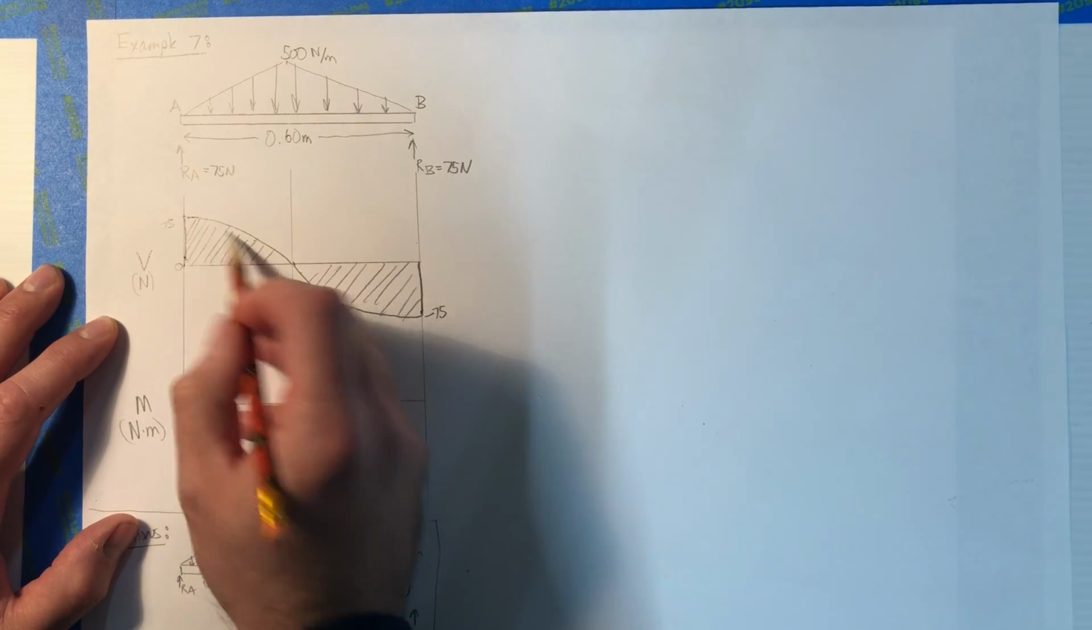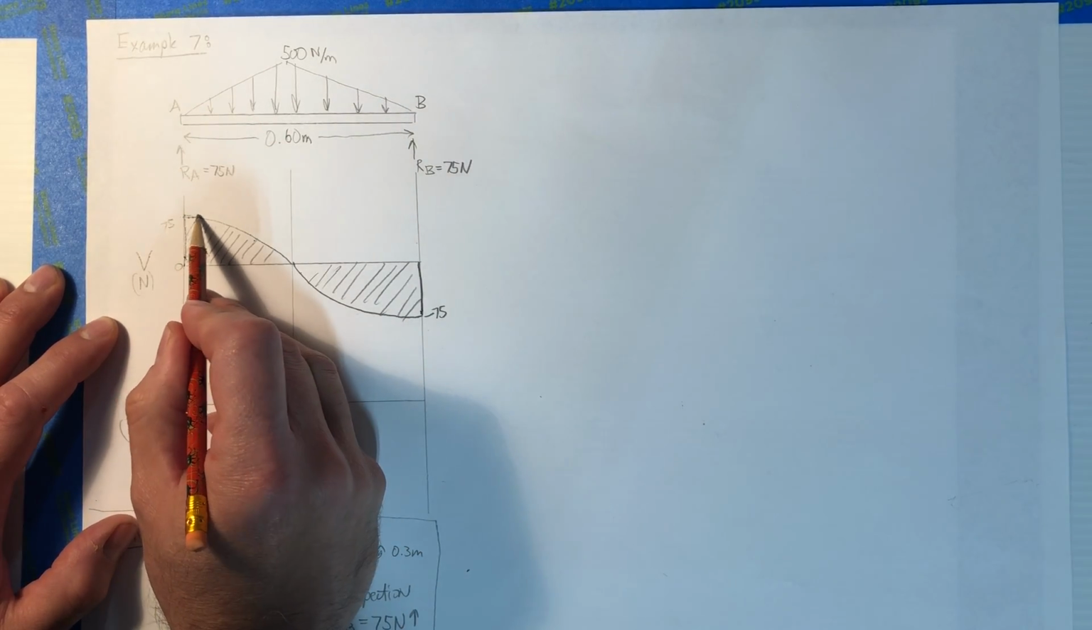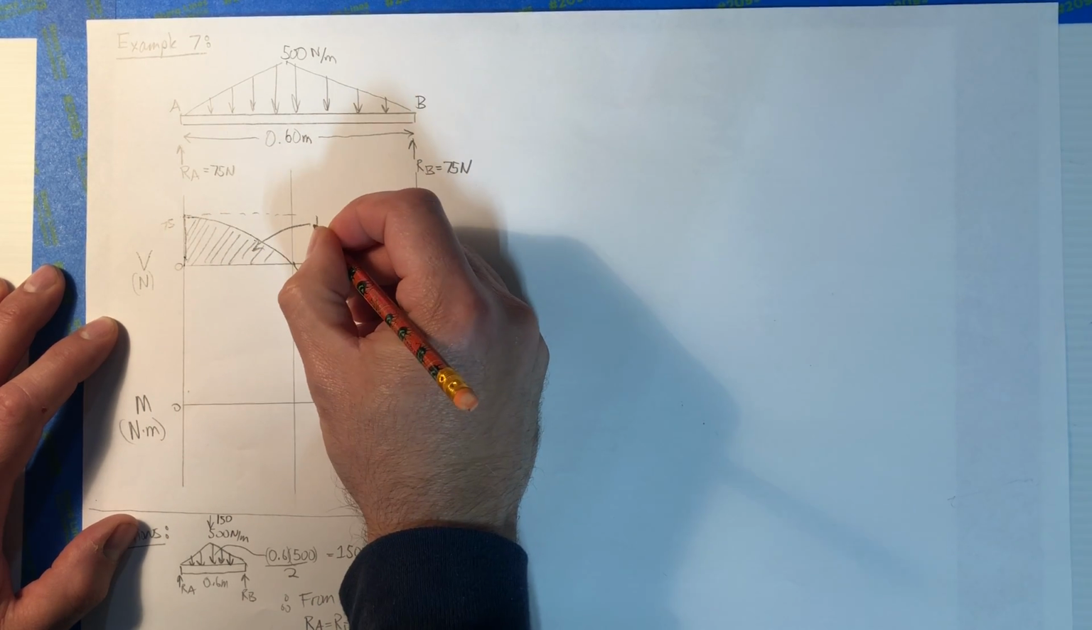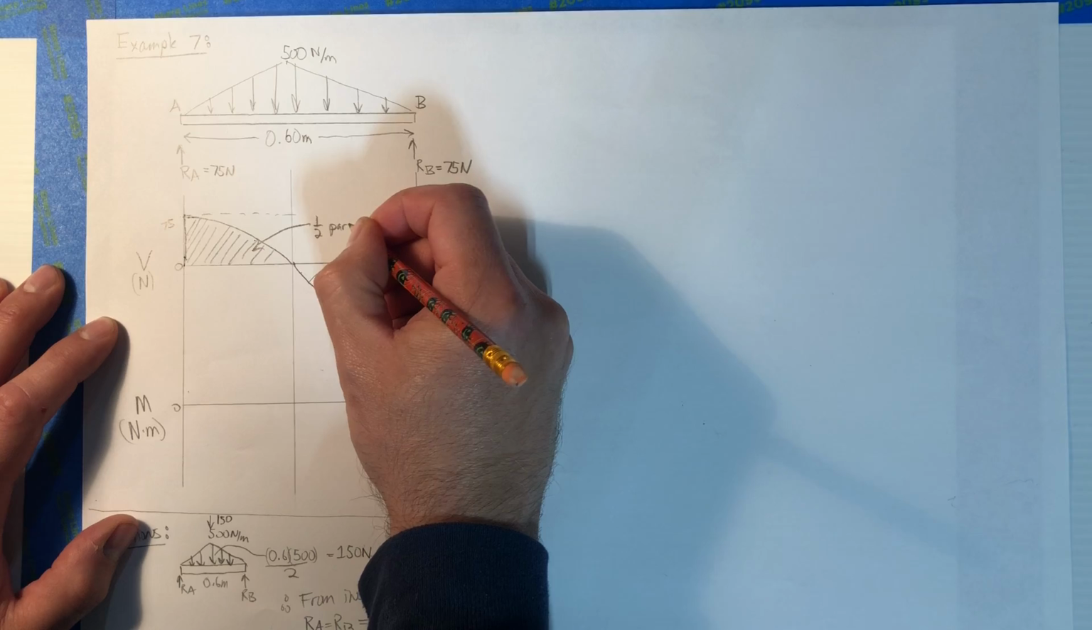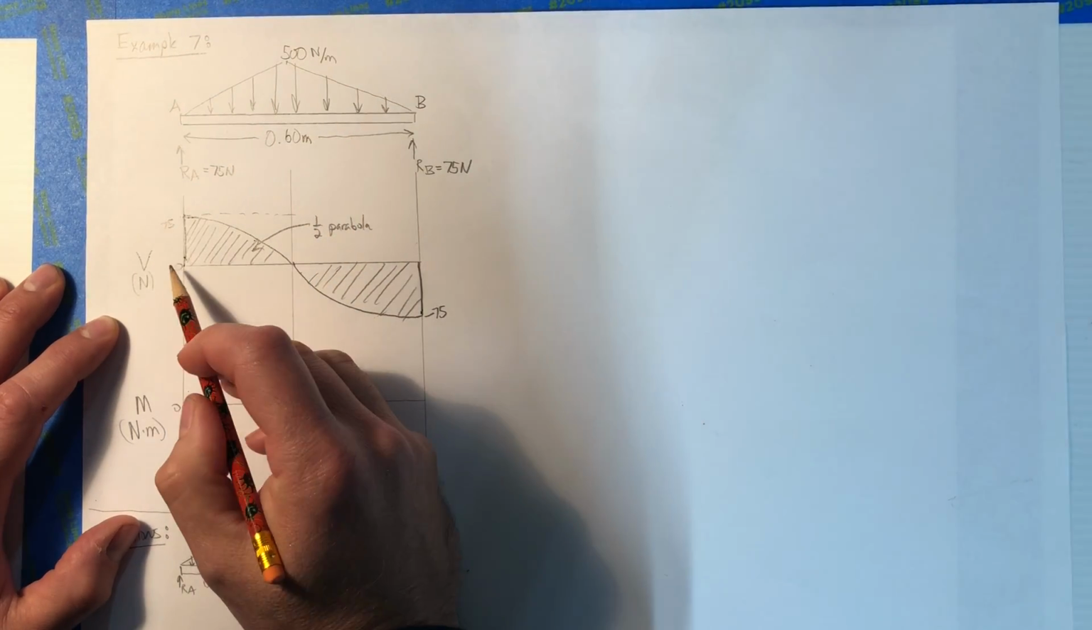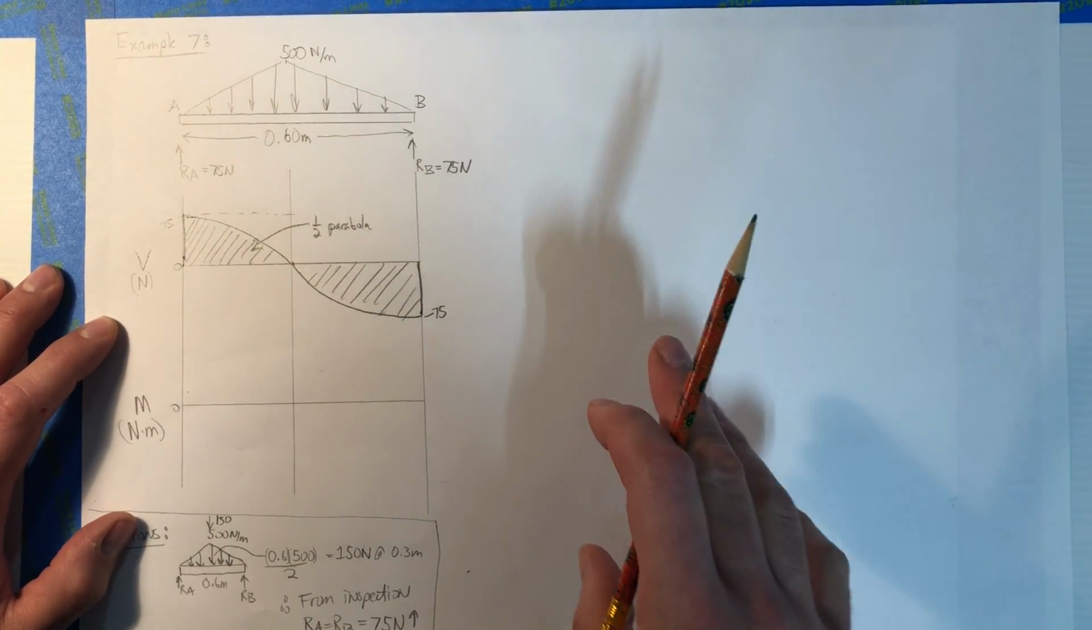So in other words, this shape right here, if I were to square this off, this is 1/2 of a parabola. Okay? So that's my shear diagram. It goes up, and you just have to know by looking at this triangle that it draws to that, and the formula sheet in the back of the book will tell you that.